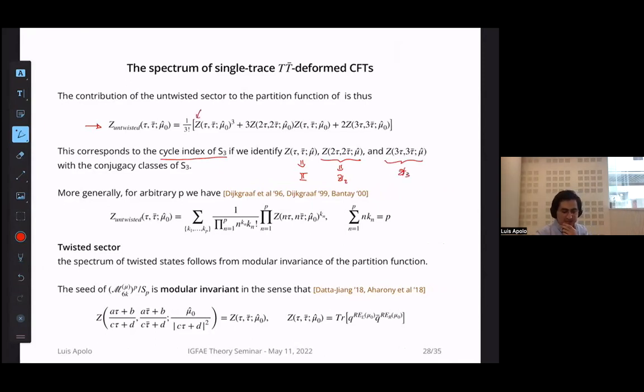And in this case, these coefficients here are just the size of each conjugacy class. In other words, that's what it means for this to be the cycle index. More generally, for arbitrary P, the partition function is given in this way, where here we're summing over all conjugacy classes, and this term here counts the number of terms in each conjugacy class. So this is a well-known formula that was found long ago.